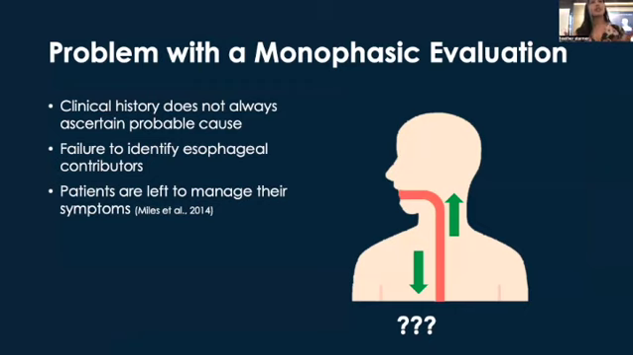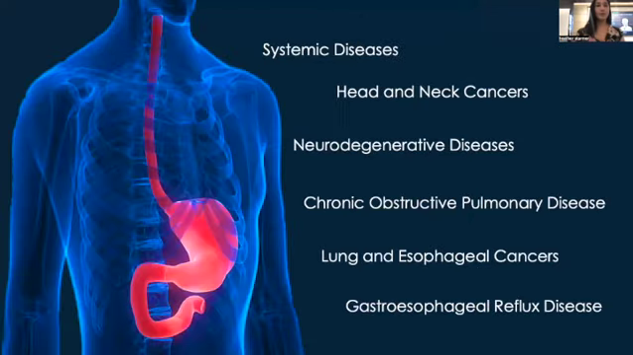Also, if we're just focusing on solely the upper esophageal sphincter and up, we're failing to identify potential esophageal contributors to our patients' swallowing problems. And unfortunately, if we're only focusing on the upper esophageal sphincter and up, and we send a patient on their way saying, "Your pharyngeal swallow looks great, there's really nothing that alludes to your problem," oftentimes our patients are left to manage their symptoms on their own.